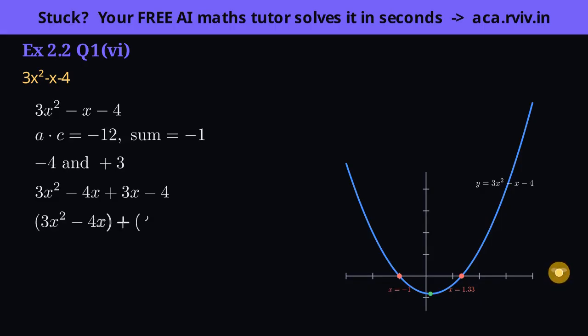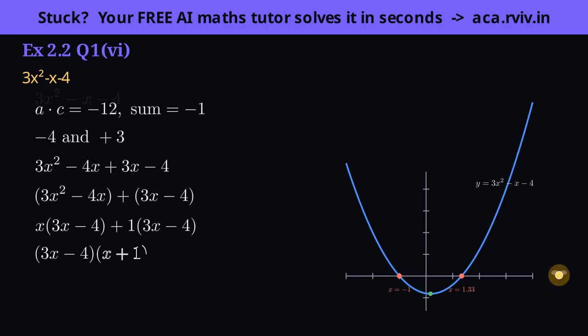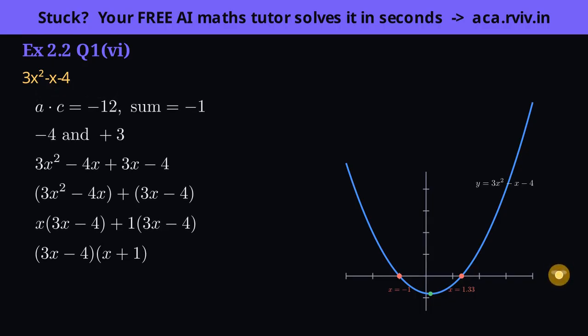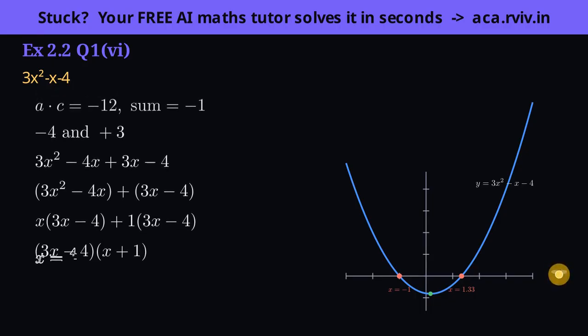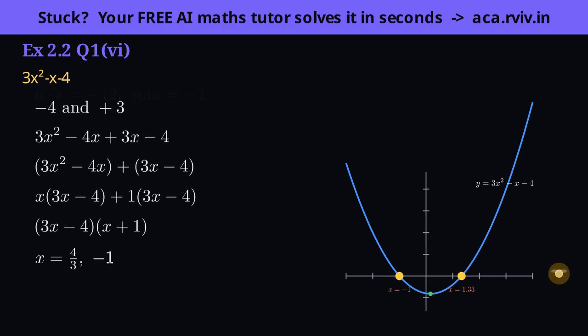Group into two pairs. Pull the common factor from each, x from the first, 1 from the second to expose the bracket. Both share 3x minus 4. So factor it out. Set each factor to 0, x equals 4/3 and x equals minus 1.